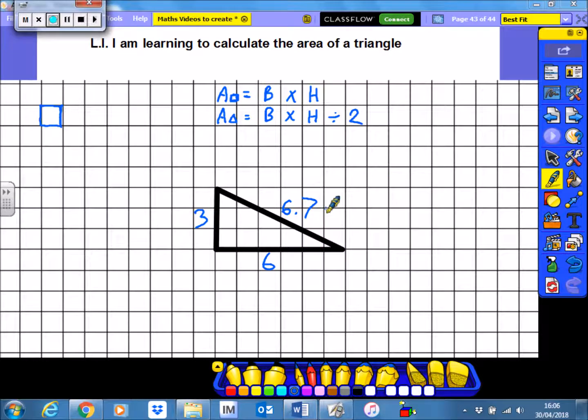Okay, so now we're going to look at one or two examples that can sometimes be a little bit more challenging for a couple of reasons. So we've got this triangle here, and we've been given 3 of the sides here. So we've been given this side, and this side here. Now this means we're going to have to do a little bit of thinking to work out which one actually counts as the base and which one counts as the height.